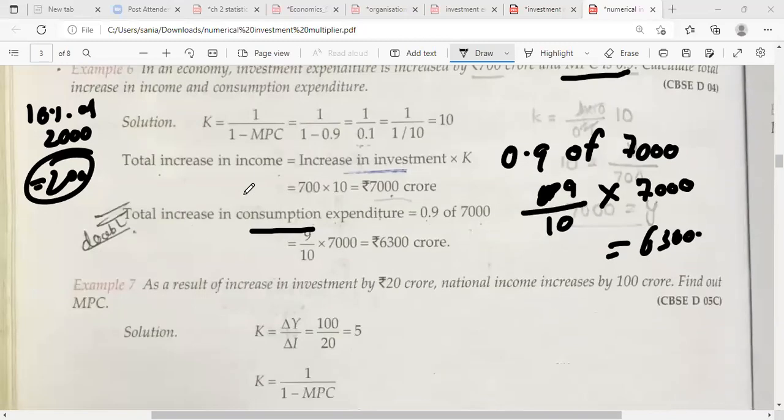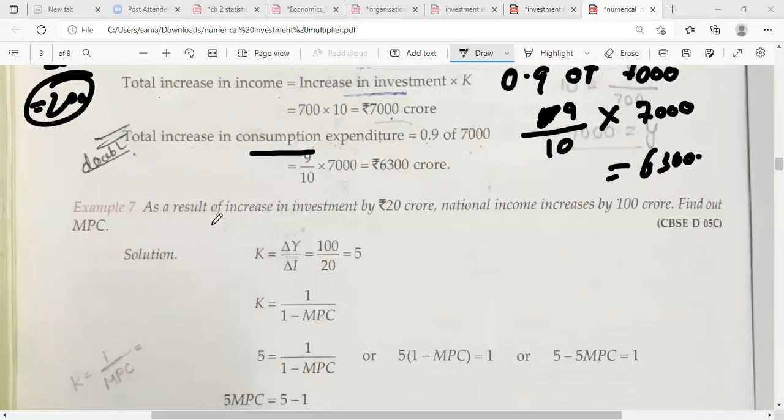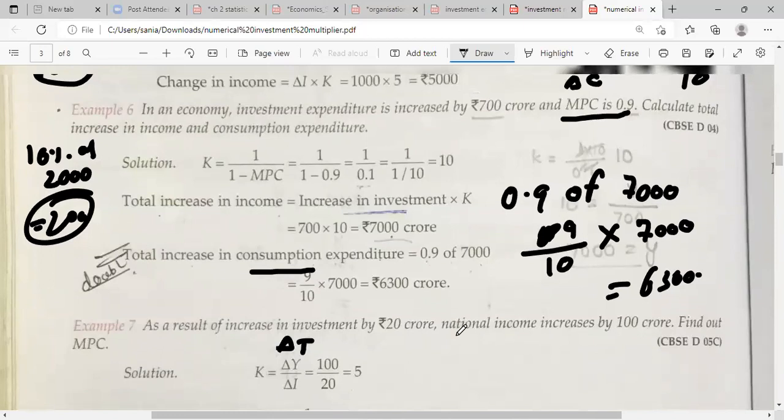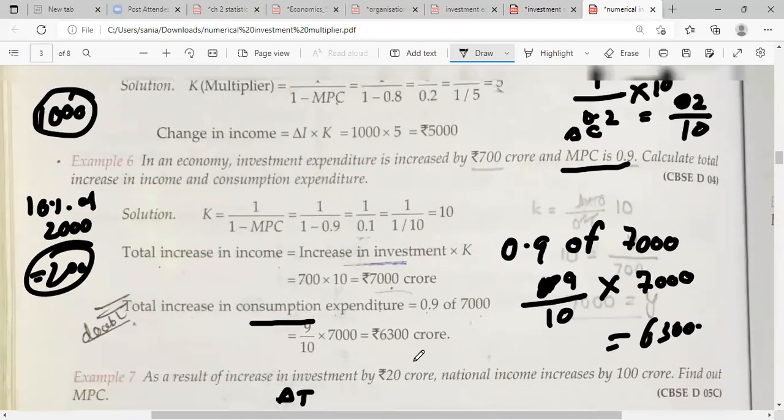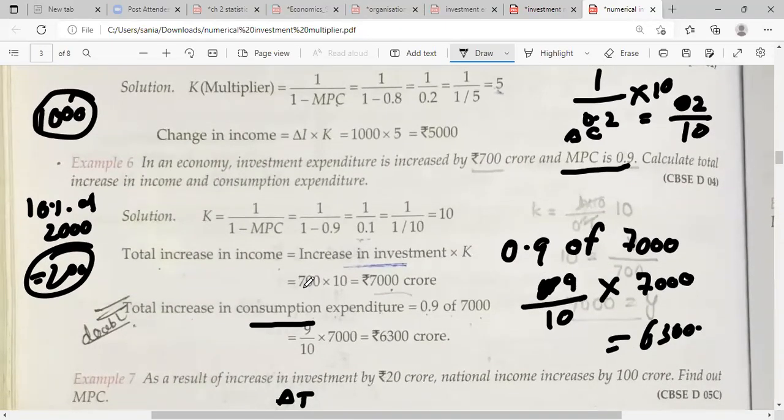Okay, now the next one. As a result of increase in investment by 20 crore, so this is the increase in investment, national income increased by 100 crore. Find out MPC. Can you do this? Do it. The last question, then the rest we'll be doing in the next class.